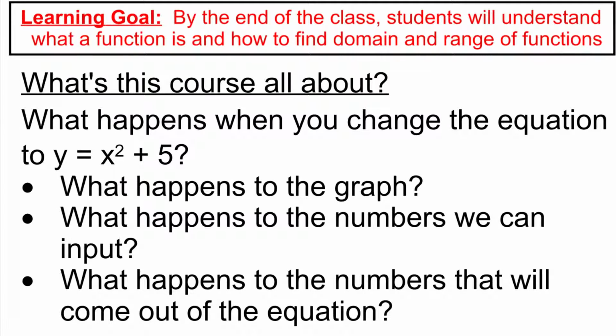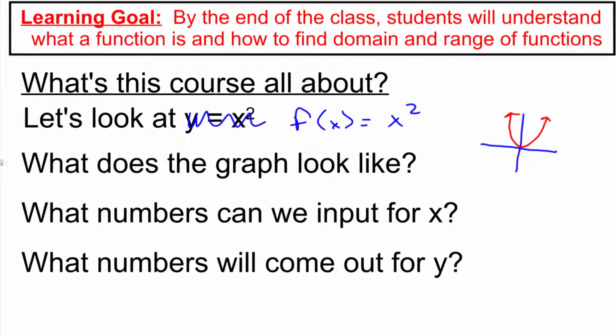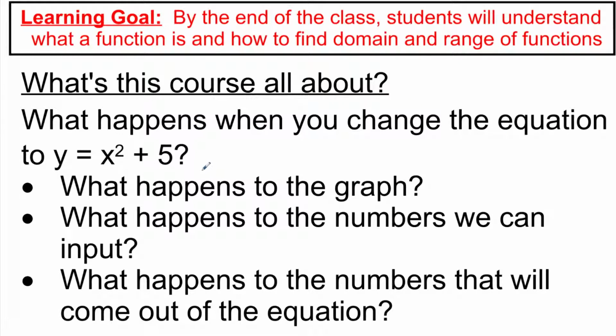We're going to say, if I just take my regular function x squared and I throw this +5 on the end of it, how does the graph change, right? We looked at this and said the graph kind of looked like this. What does this one look like? Does it move? Does it change shape? Is it still a U shape? So we'll be answering questions about how changing a function also changes its graph.